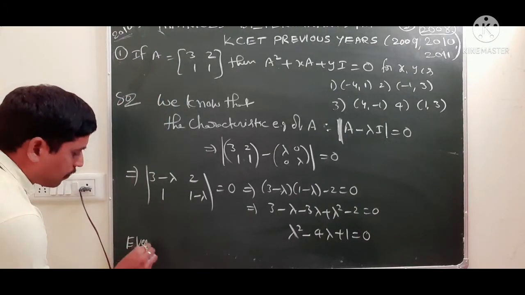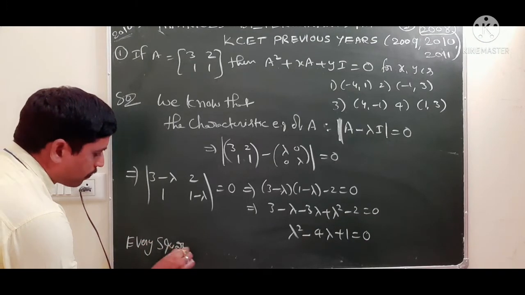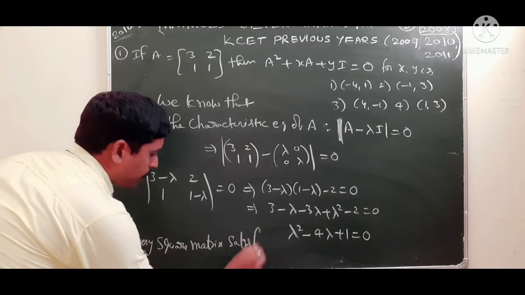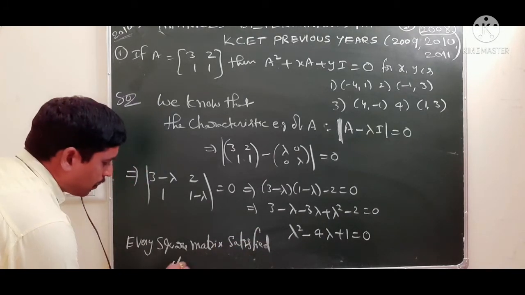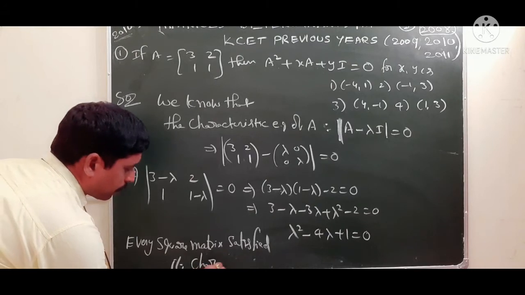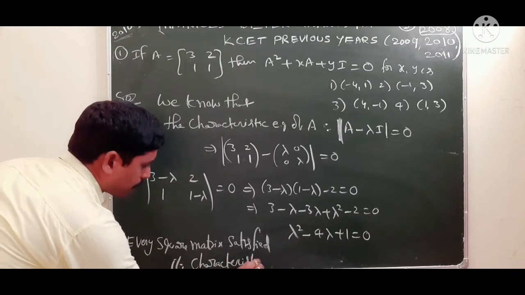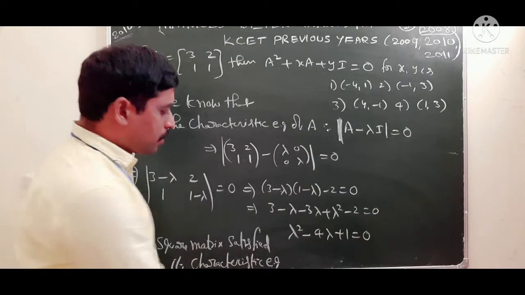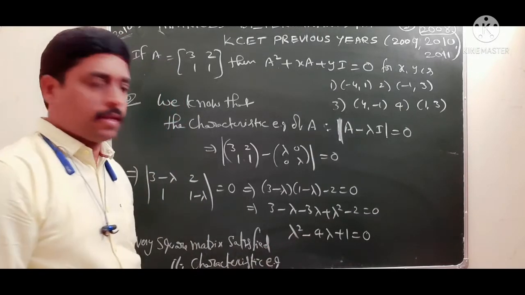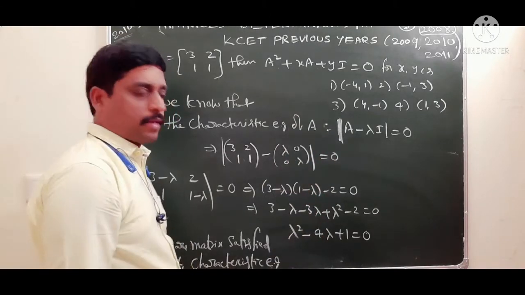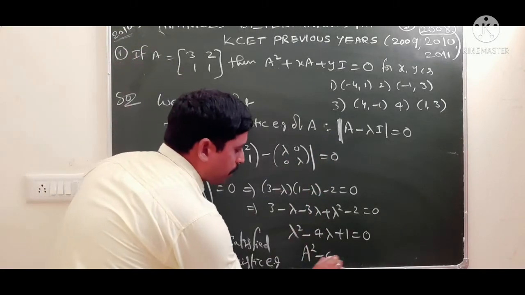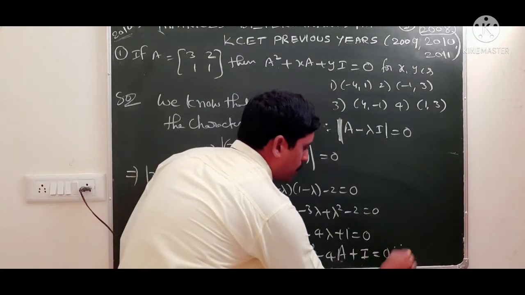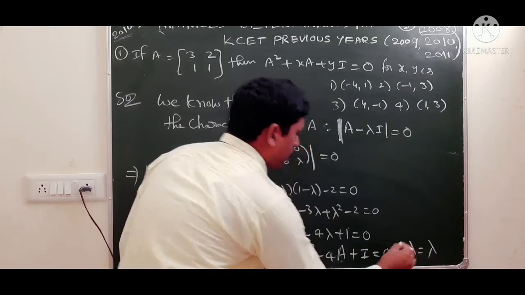Every square matrix satisfies its characteristic equation. So this is called the Cayley-Hamilton theorem. So in the lambda relation, we should write the square matrix given, A. So A square minus 4A plus I equals 0, since lambda is equal to A.